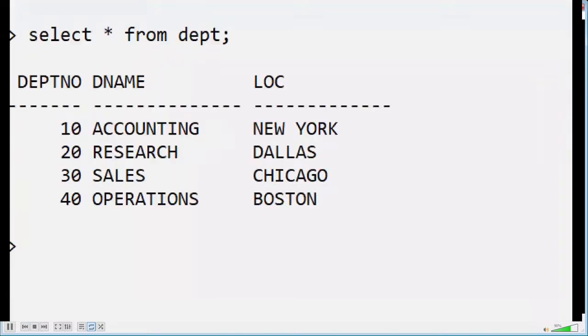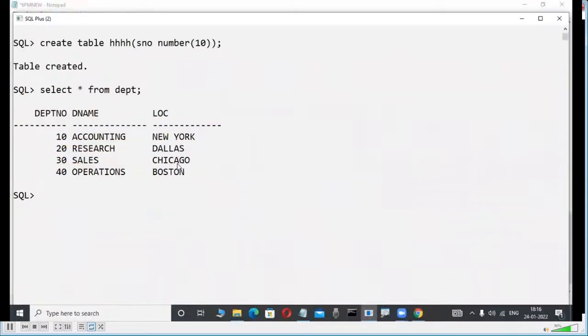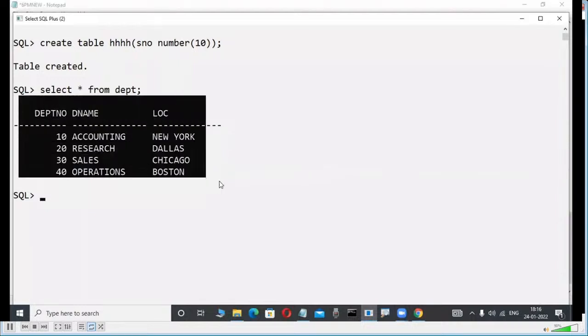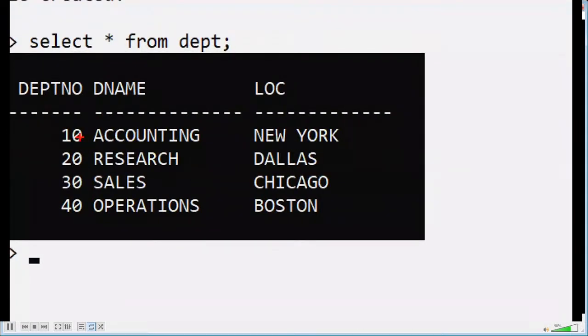Whenever there is a logical structure, data is represented in a matrix format, in rows and columns only. That's why this is a data model: how data is represented at a logical structure. But from 1970 onwards, data is represented at a logical structure in a relational data model. Relational data model means data is represented in the format of a matrix.